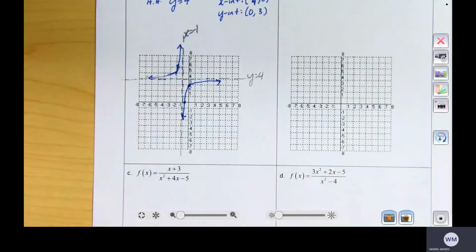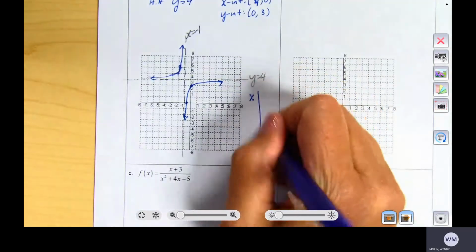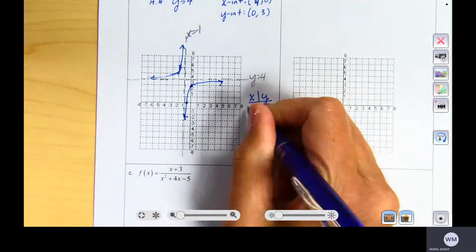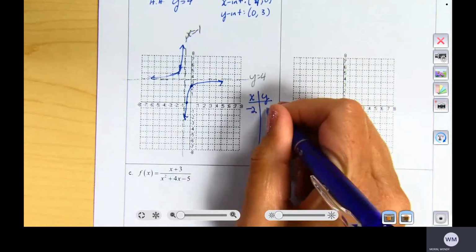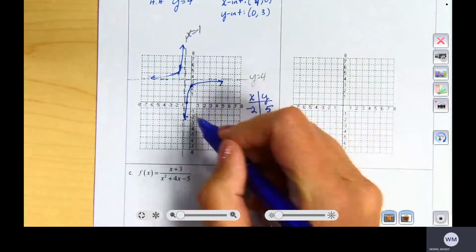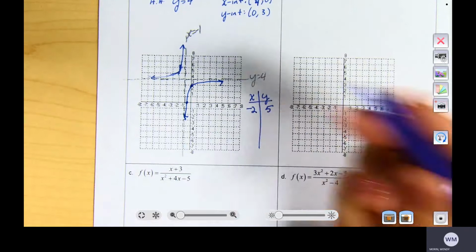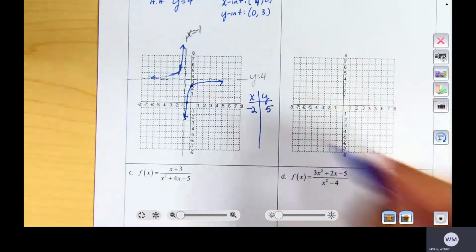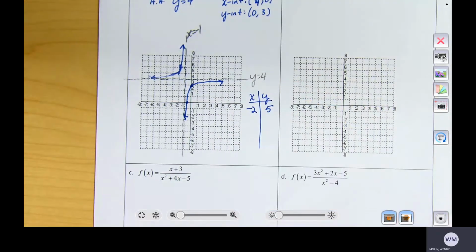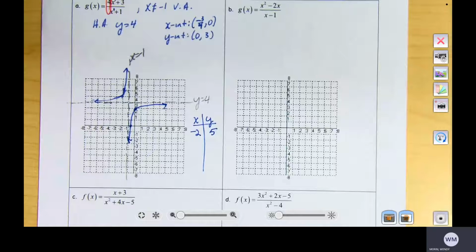Okay, so plot some more points. Make a table if you want to. X, Y, I plugged in a -2, and I end up getting 5. I don't know, plug in whatever you want. Get some more points. Okay, all right, let's try the next one.